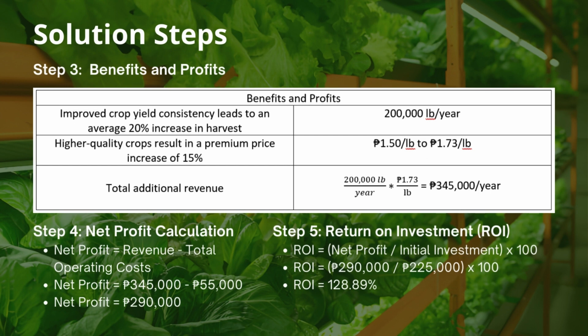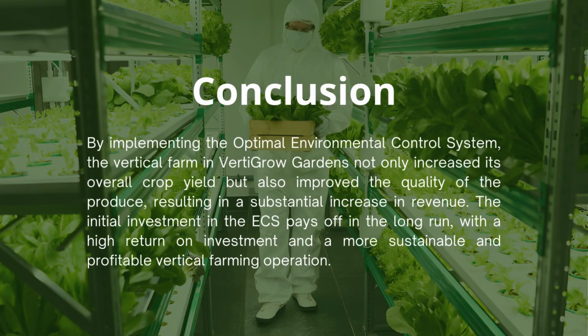Step 5 is return on investment or ROI. To get ROI, the net profit is divided by initial investment. Our net profit is 290,000 pesos and our initial investment is 225,000 pesos. 290,000 pesos divided by 225,000 pesos results to 1.2888. This value is then multiplied by 100 and our ROI will become 128.89%.